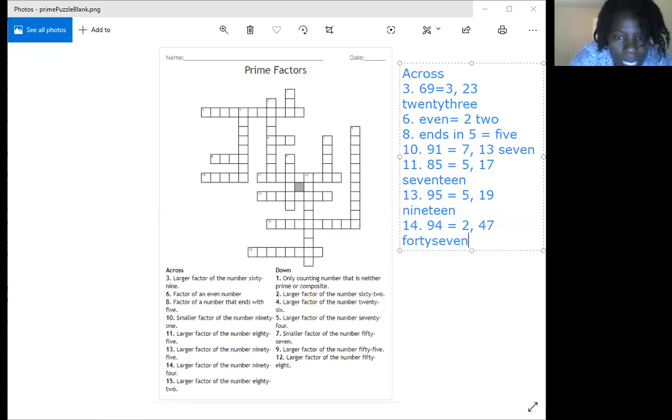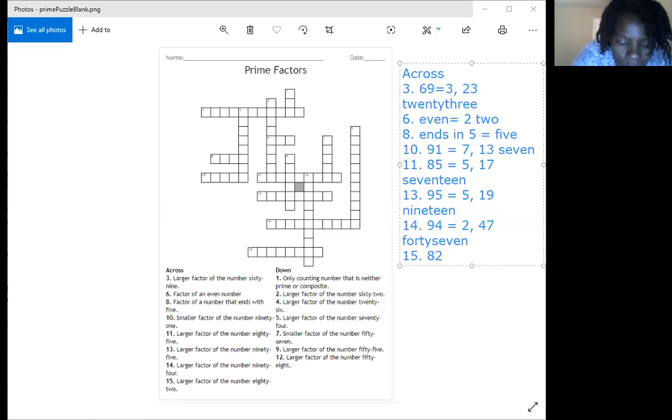Okay, next is 15. This is the last one on the across section. Okay, 15 says larger factor of the number 82. 82 is even, right?